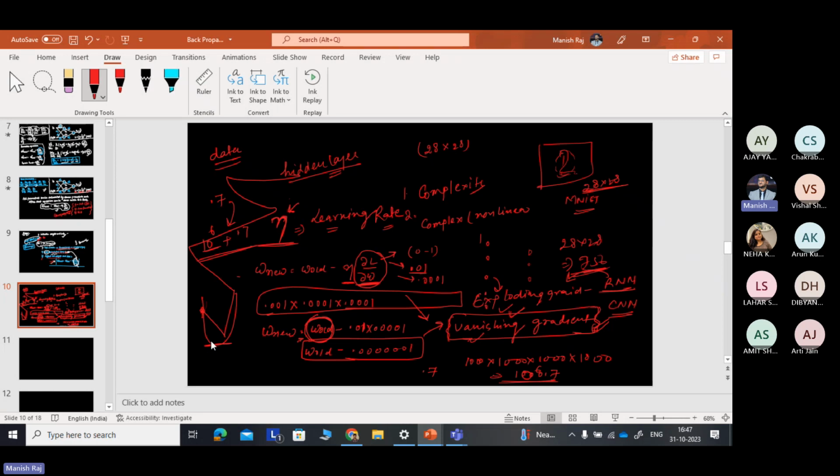So two words, remember this thing: one is a vanishing gradient, one is exploding gradient. That part is clear to you everyone? Yes or no? Yes, sir.